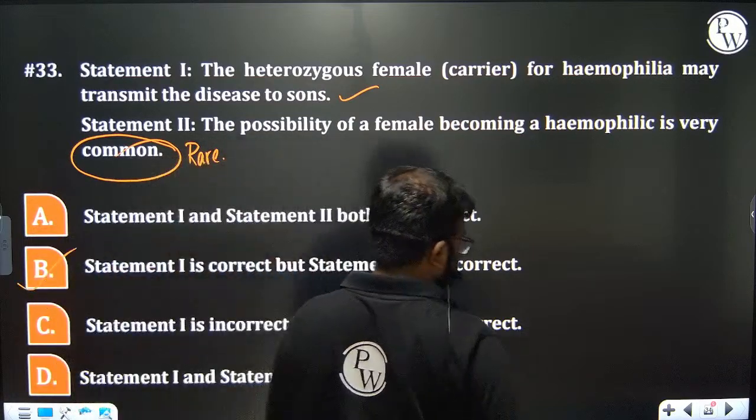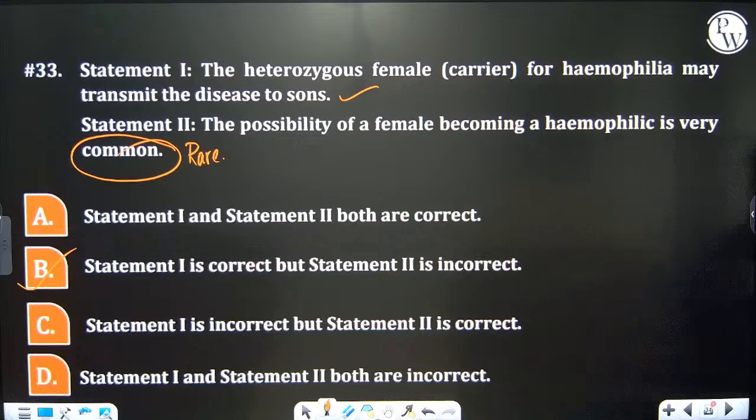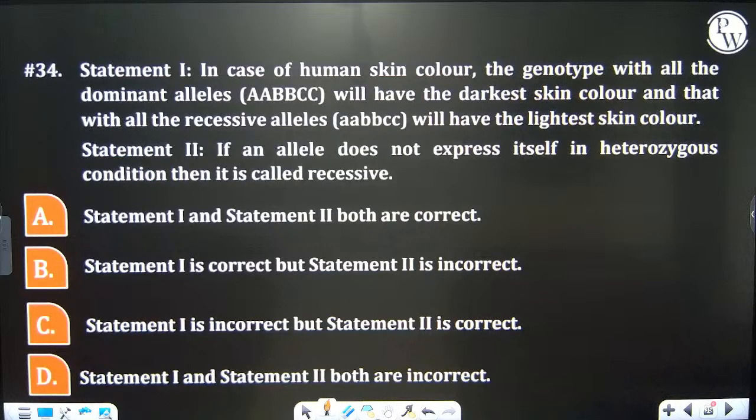B is the answer. Let's go for the next question.